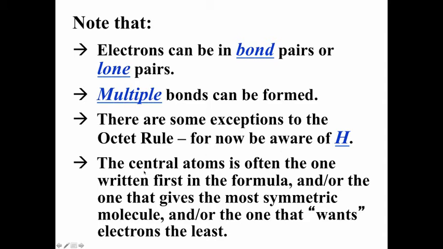Also, we've been just making a certain element or atom the central atom without a lot of explanation. And the central atom, there's several ways to predict which atom is going to be in the middle. It's often the one that's written first in the formula, so CS2 or SF4, the first thing written, the carbon in CS2 or the sulfur in SF4, those go in the middle. Whatever gives the most symmetric molecule, often that's the atom that goes in the middle. And then we'll talk about this in more detail in a little bit, but the atom that wants electrons the least is generally the one in the center of the molecule.